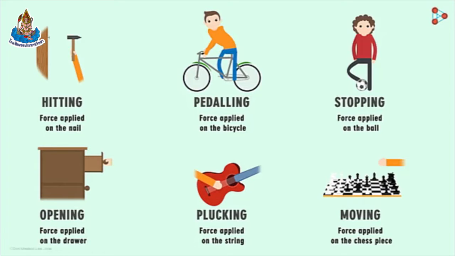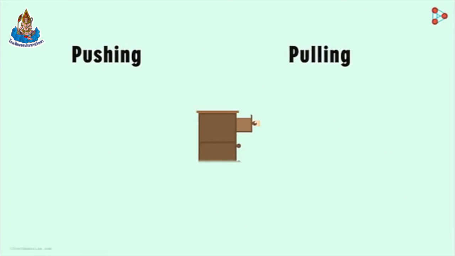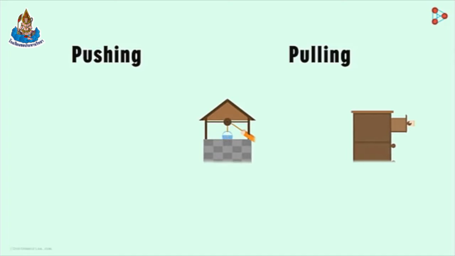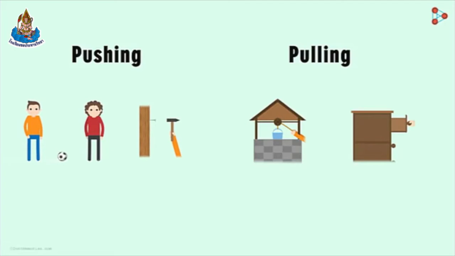That is, we can describe all these actions under two actions, namely pushing and pulling. For example, when we open this drawer, we are simply pulling the knob of the drawer to open it. Similarly, when we are drawing or lifting a bucket of water from the well, we are pulling the bucket towards us. What are the actions that can be described under pushing? Actions such as passing the ball, hitting the hammer on the nail, etc. can be thought of as pushing an object.